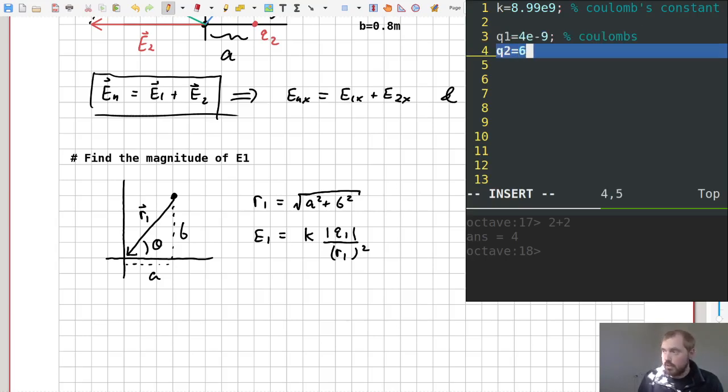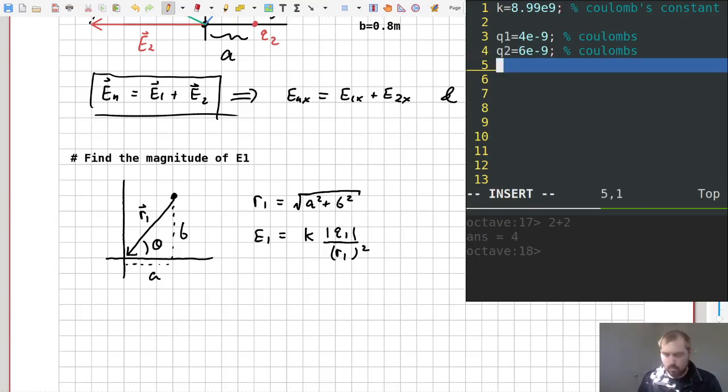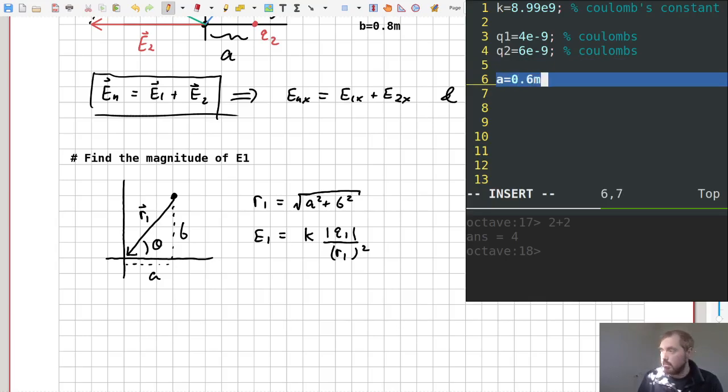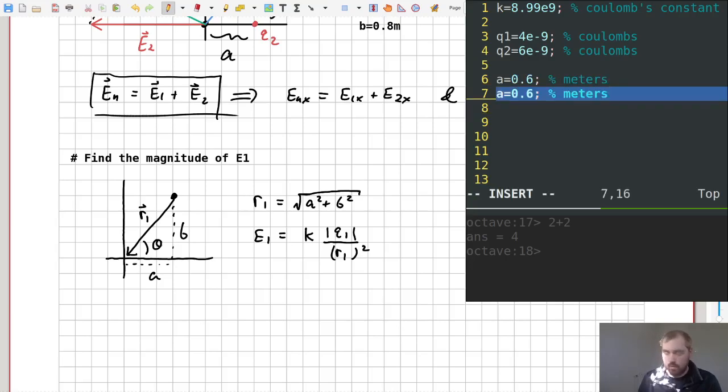Q2 was 6e minus ninth. You might notice I'm putting these semicolons here. That's also Coulombs. We have our distance A, which was 0.6 meters. I'm just going to copy that. And our B was 0.8.